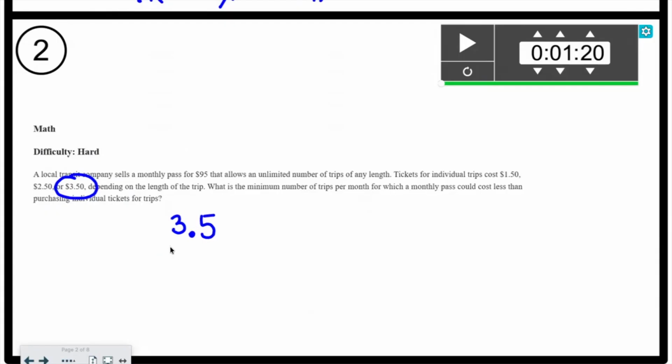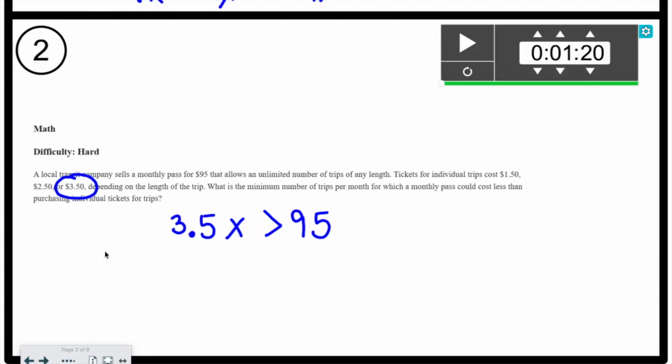Because the more it costs, the fewer trips you can go on. Exactly, yeah. So we don't do anything with the 150 and 250 in this problem. It's just 3.5x. And then we want the monthly pass to be less than purchasing individual tickets. So we want this to be greater than 95. When it says things like at least and minimum, it's greater than, and at most and maximum is less than.